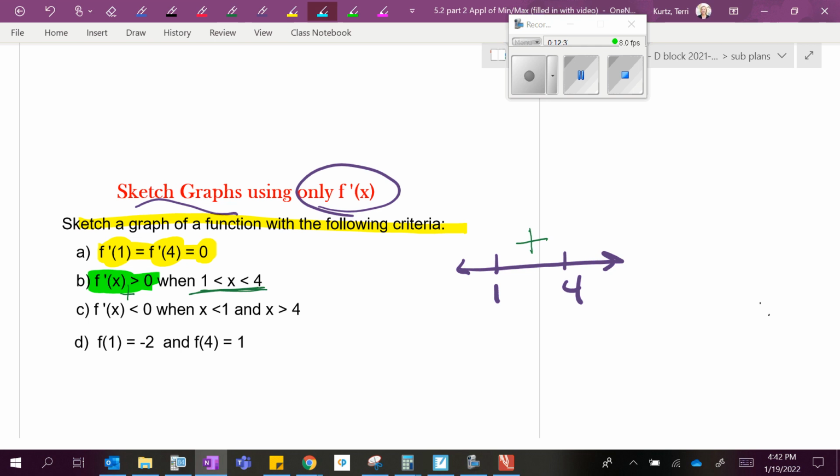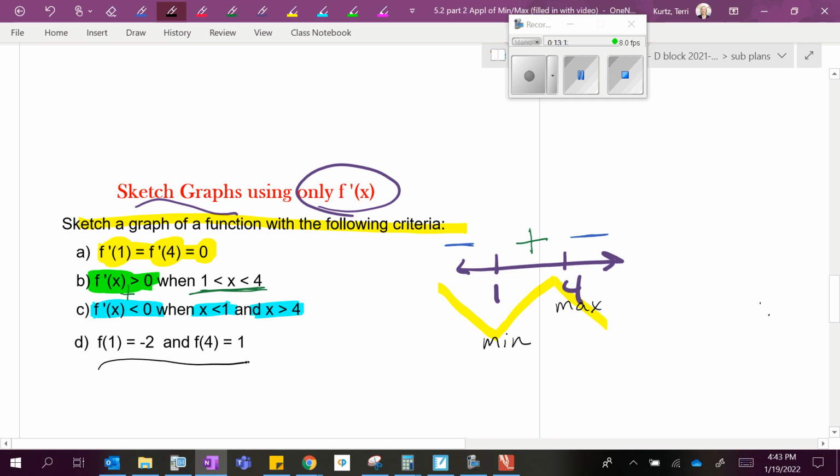The next piece tells us that the derivative is less than 0 when x is less than 1. So that gives us a negative over here. But also when x is greater than 4. So it gives us a negative over here. So now we can see we're decreasing, then increasing, then decreasing. So that tells us we have a min at 1, and we have a max at 4. And this also gives us more information that tells us f of 1 is negative 2, and f of 4 is 1.